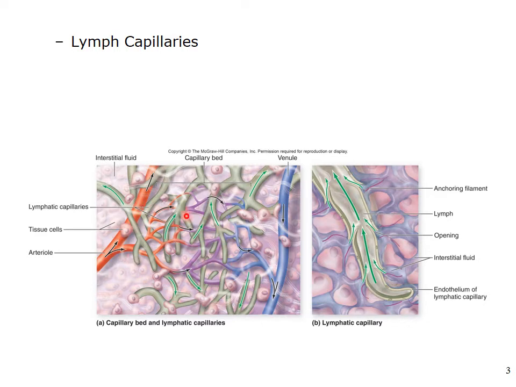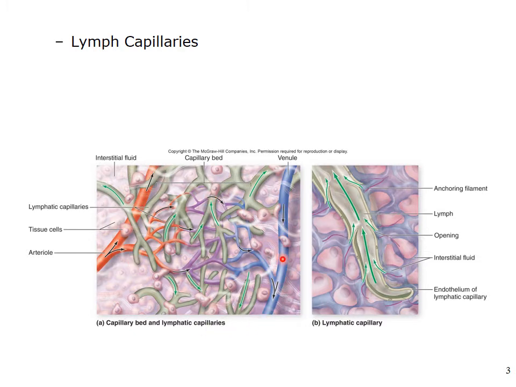But we've commented now that about 15% of it remains here, and to prevent it from being built up, it then has to pass into these lymph vessels, and as we're going to see shortly, ultimately gets returned back to the blood. Now, the beginnings of this flow takes place at a structure that we call a lymph capillary.